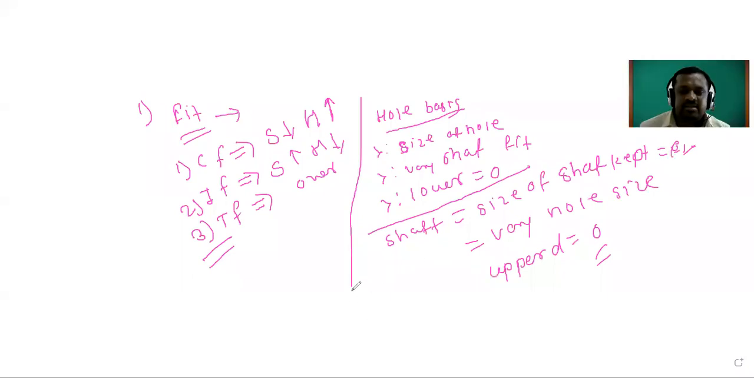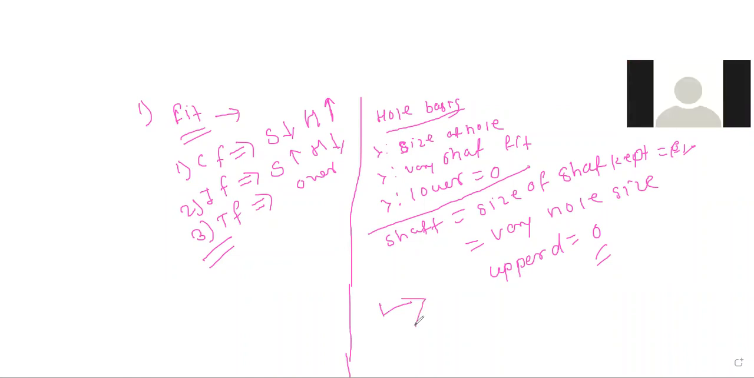Generally which system is preferred? The hole basis system is generally preferred for mass production, because in the hole basis system we can easily vary the size of the shaft with the help of turning and grinding processes. Also we have seen the techniques to identify the fits.